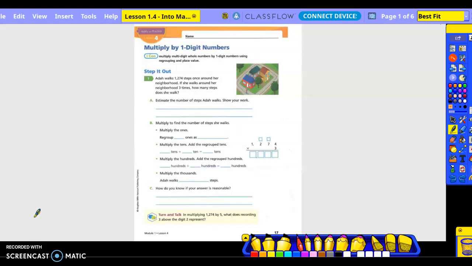A doll walks 1,274 steps once around her neighborhood. If she walks around her neighborhood 3 times, how many steps does she walk? Estimate the number of steps the doll walks. Show your work. So, do you have to estimate the 3, guys? No, we don't have to estimate the 3.